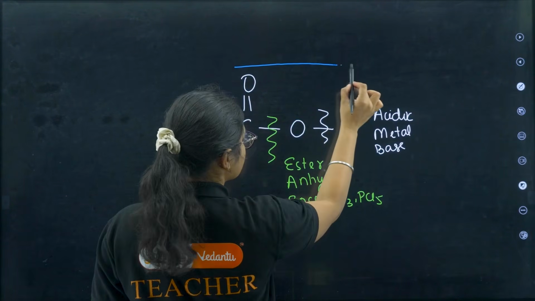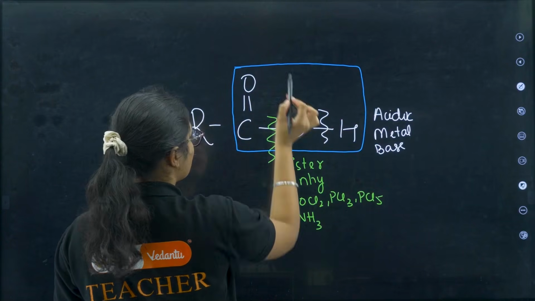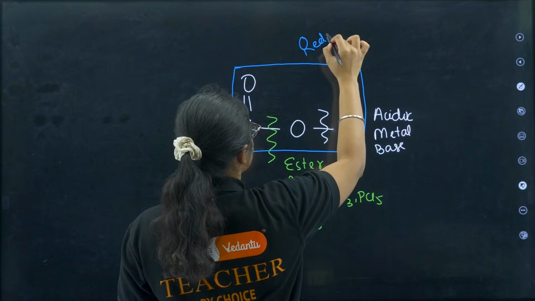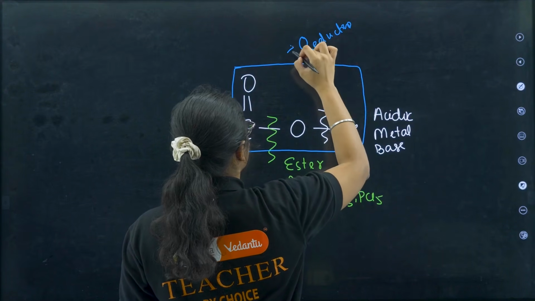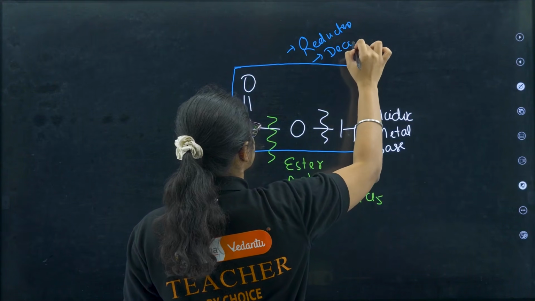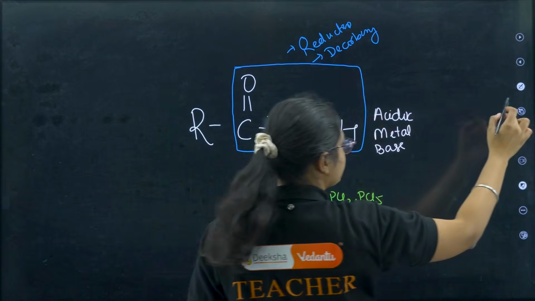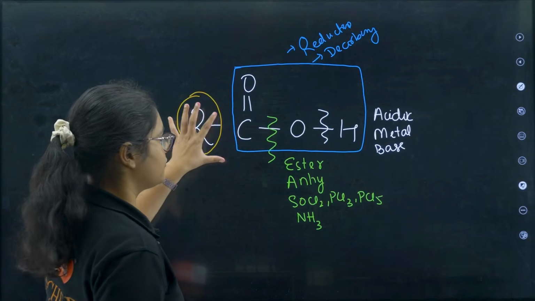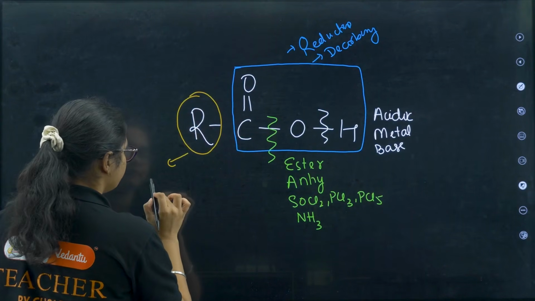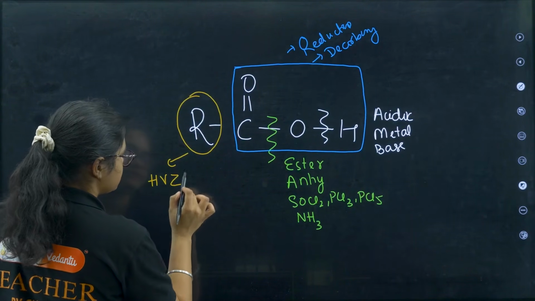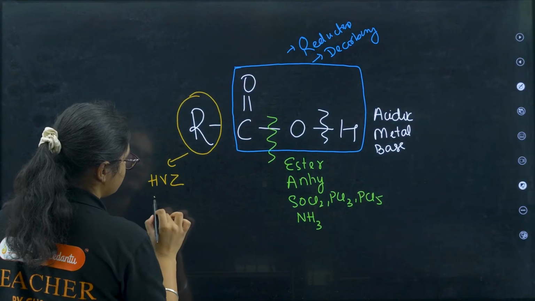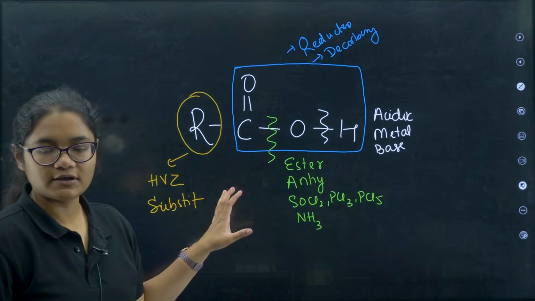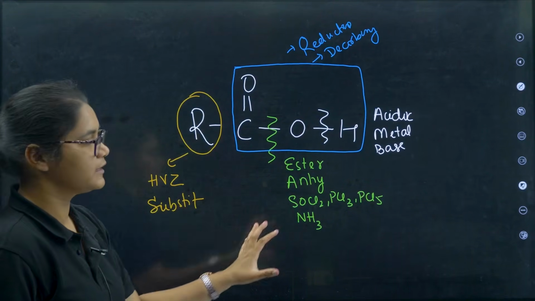Yes, if you involve this whole COOH group, what reactions do we have? One is reduction, another one is decarboxylation. Now if I involve just this R group, and this one is not disturbed, only in this R group, what reactions do I have? One is the substitution reaction, that is the HVZ reaction or halogenation reaction. So this is how you should remember, part by part, what all reactions are covered.